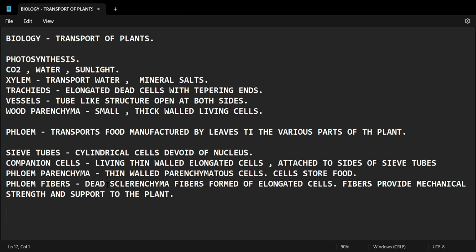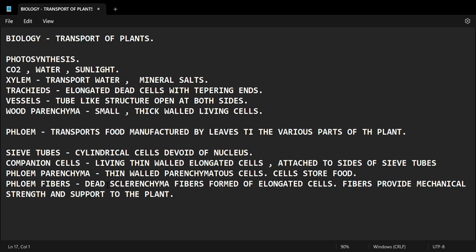Now the functions of phloem are they transport food prepared by the leaves to other parts of the plant. They help in storage of food. Now the roots alone can absorb water, whereas the leaves or the stem cannot. This property of the roots can be demonstrated by a simple activity as well.